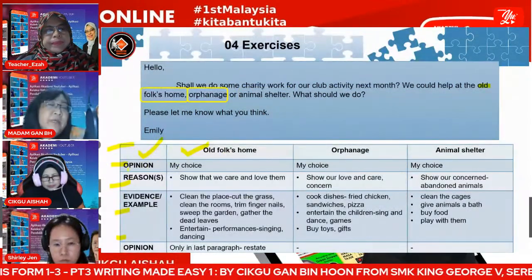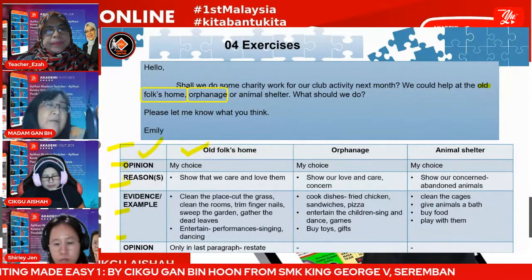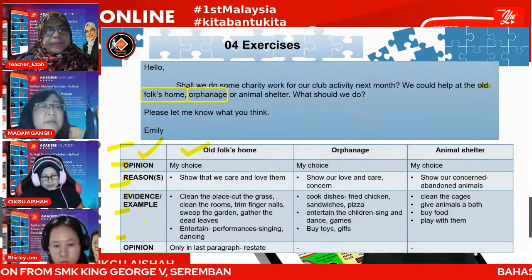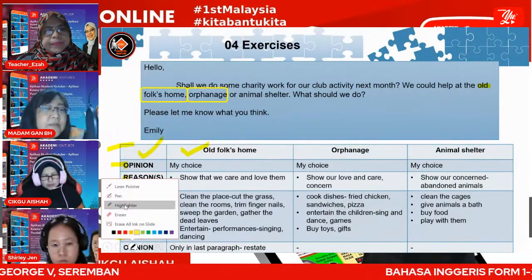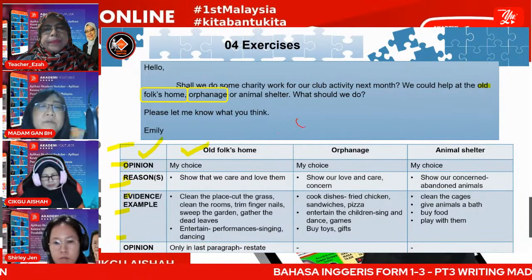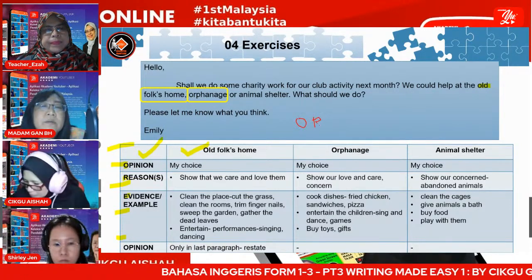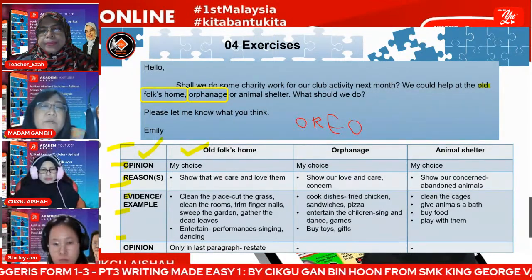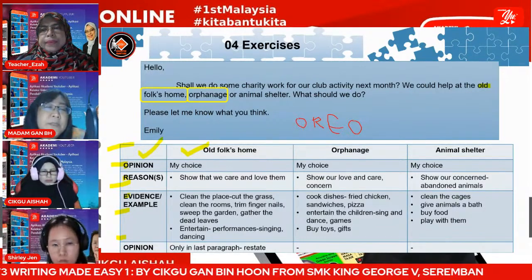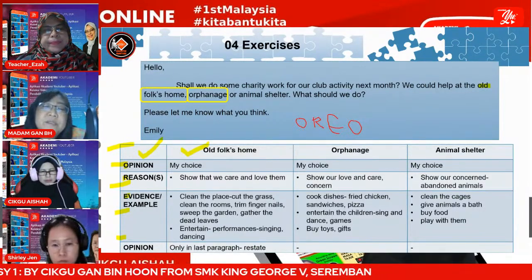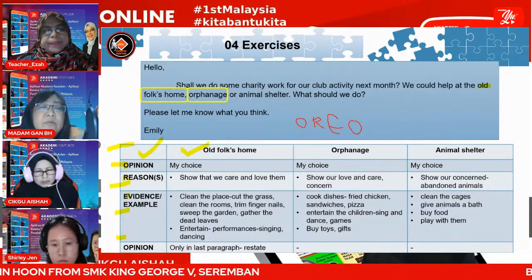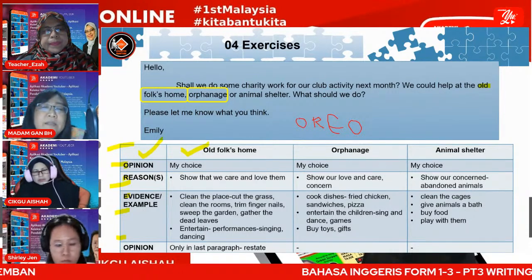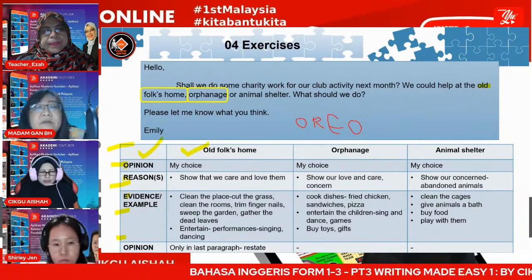This is the Oreo format where you have O, opinion, R, reason, E is for evidence or example, and O again for opinion. So it is the Oreo method. Okay. So remember O, R, E, and O. The first O is for your opinion. You have to write what is your opinion. And it's better for you to give reason, because without reason, you won't be writing to explain. Because remember, you have to write main ideas and also explain. Those are the objectives of the exam.